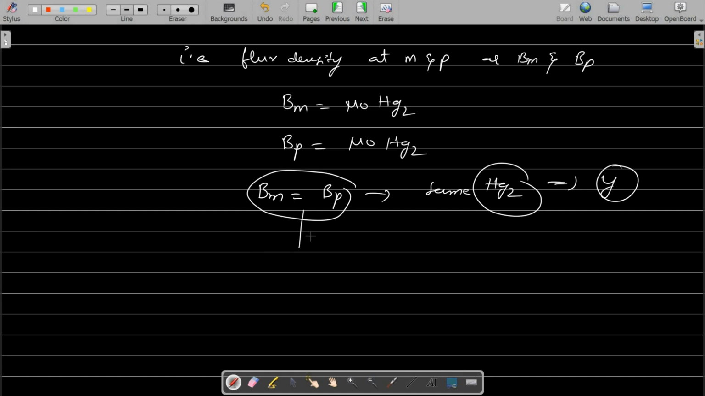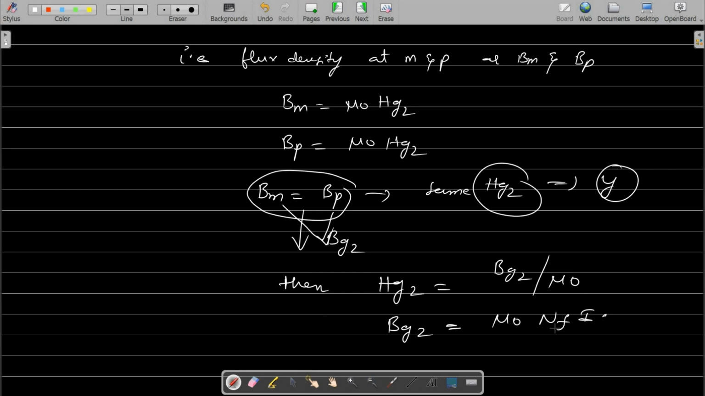Now say that this Bm for B2, let us say it is Bg2. This Bm and Bp as Bg2, and then we can say that Hg2 is equal to Bg2 divided by mu 0, or I can say that Bg2 is mu 0 NF IF divided by Y. Okay? This is an important equation. Whatever this equation we have got, this is also an important equation.